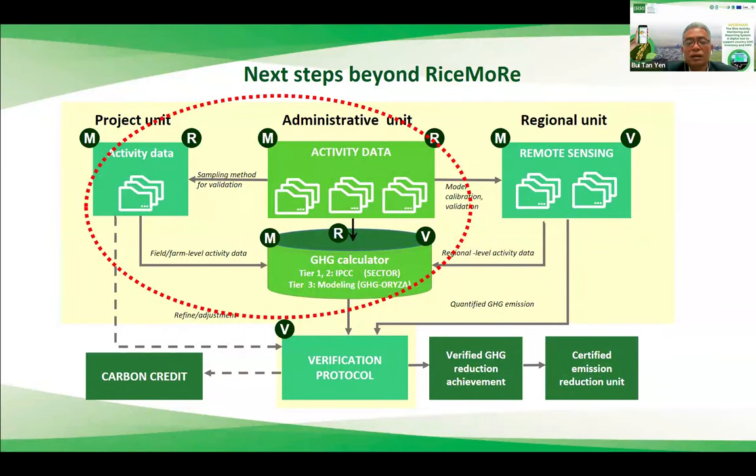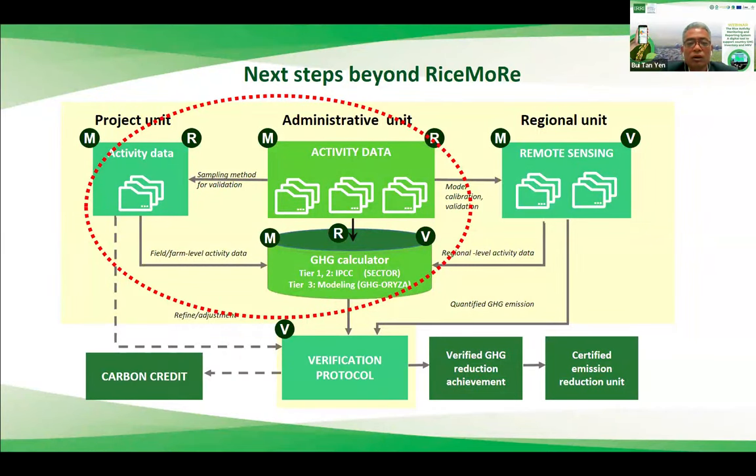So in the coming year, we will develop another tool that can link to this system and to RiceMoRe at the farm and national level to improve the input data and also the GHG quantification. We are working on remote sensing right now. Hopefully, we can have a component approved, validated, and connected to the system.